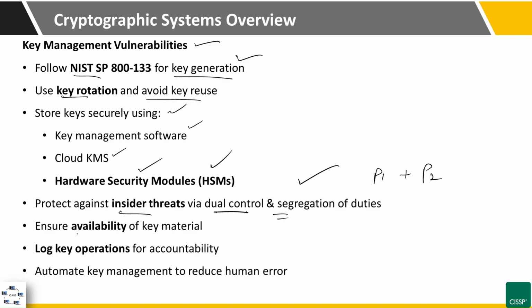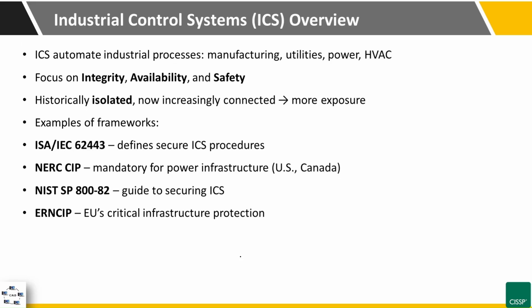Ensure availability of key material, log key operations for accountability, and automate key management to reduce human error. So the tools or hardware security modules, you can say they are more secure because they are less prone to error as compared to manual human efforts.